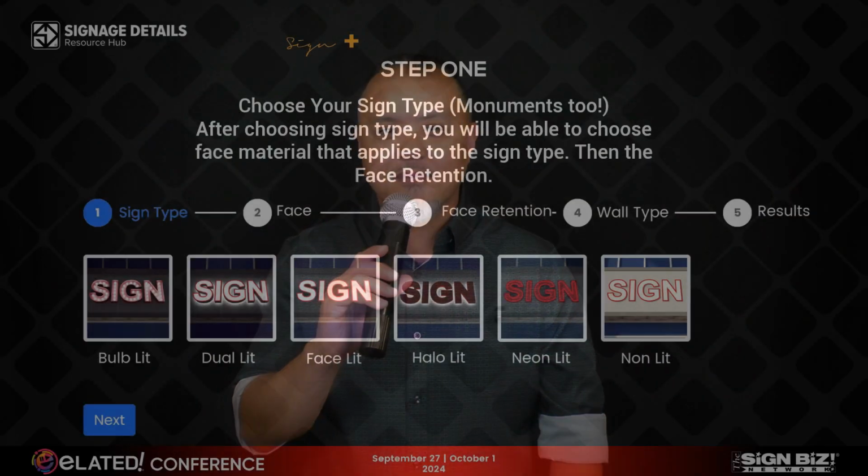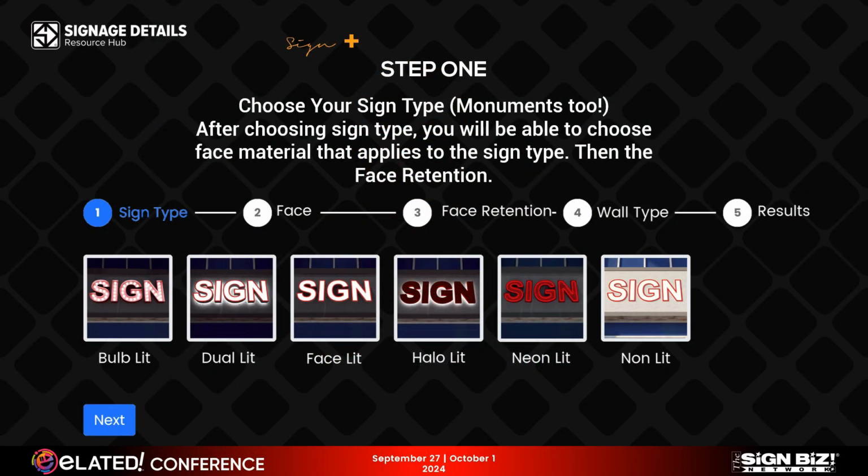Let's look a little bit more closely at the steps to make your detailed schematic come to life. First, from the home page, go to Shop. Then, step 1 is to choose your sign type, or scroll down and choose your monument dimensions. We'll look at monuments in a moment.